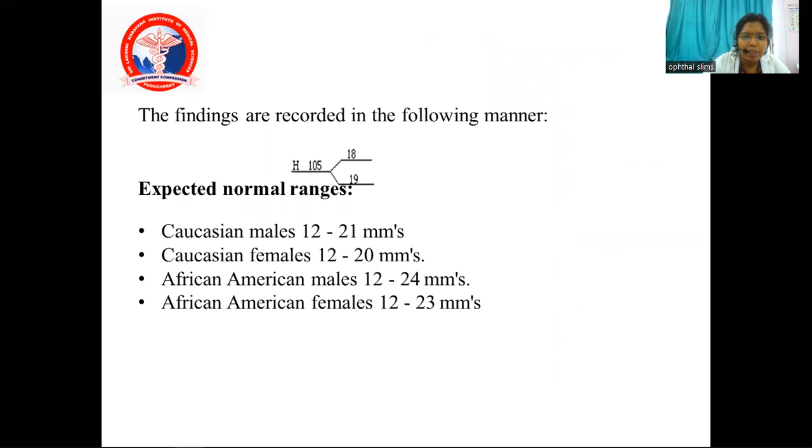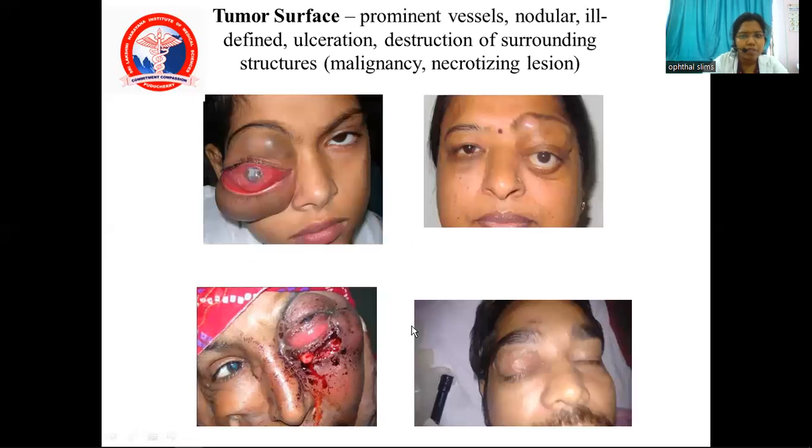The findings are recorded in the following manner. The base is kept constant at 105, and the right eye reading is measured as 18, and the left eye reading is recorded as 19. The expected normal ranges are, for Caucasian males 12 to 21, Caucasian females 12 to 20, African American males 12 to 24, whereas African American females 12 to 23.